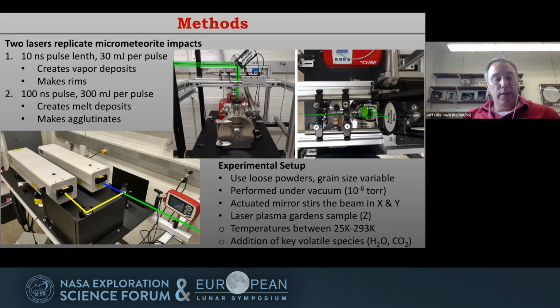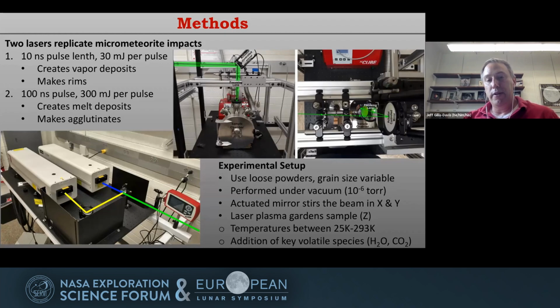So on the image below that, you'll see there's two lasers. The blue one is the short pulse. It goes through a beam splitter and then into the chamber. The other laser bounces off and gets combined with that pulse. So we're hitting the sample at the same time. The laser energy then is directed or redirected in the top images down into a vacuum chamber.